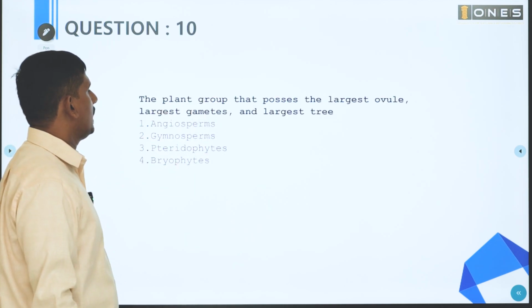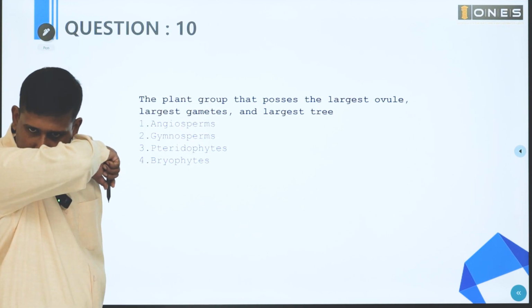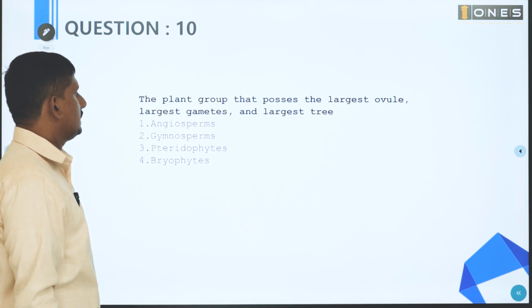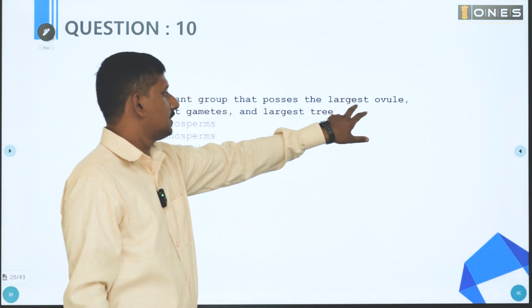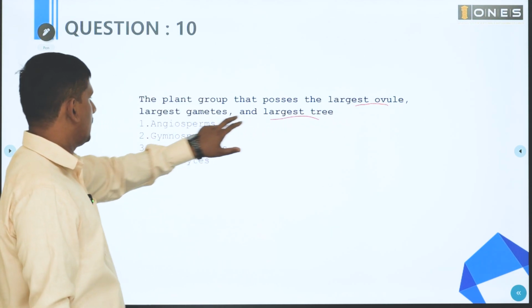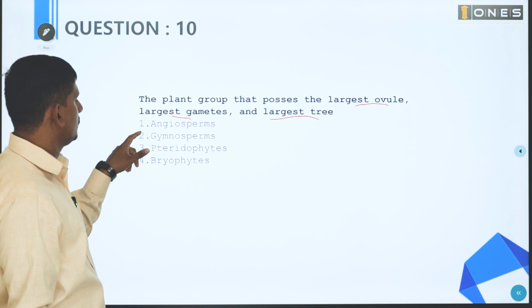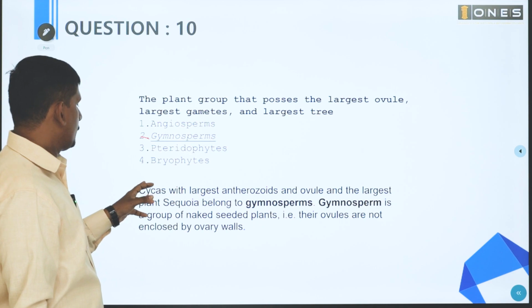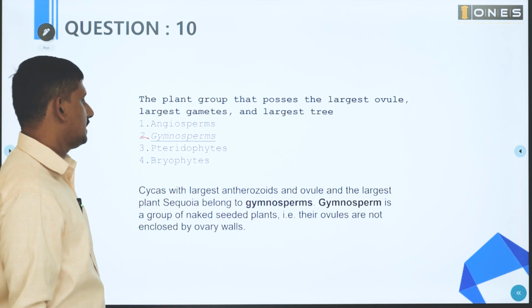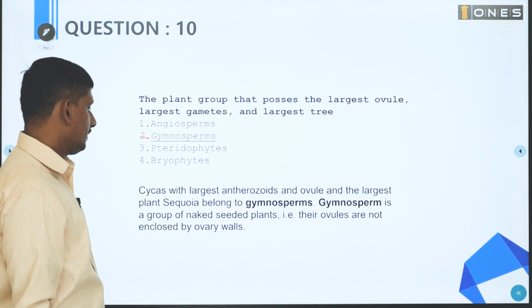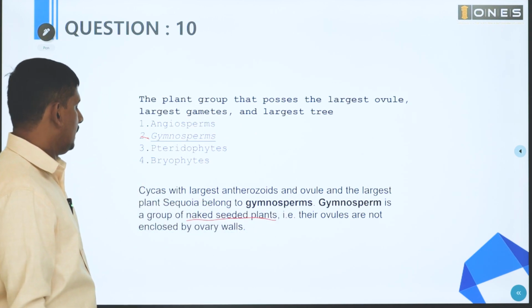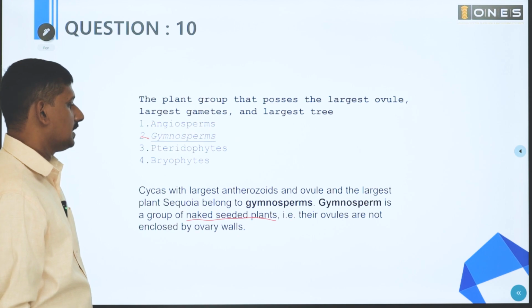Plant group that possess the largest ovule, largest gametes and largest tree. So the options are angiosperms, gymnosperms, pteridophytes, bryophytes. So the right answer is gymnosperms. So Cycas with largest antherozoids and ovule, and the largest plant Sequoia belong to gymnosperms. Gymnosperms is a group of naked seeded plants, that is, their ovules are not enclosed by ovary walls.